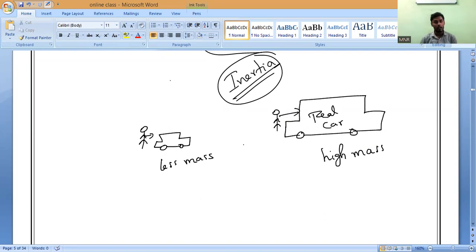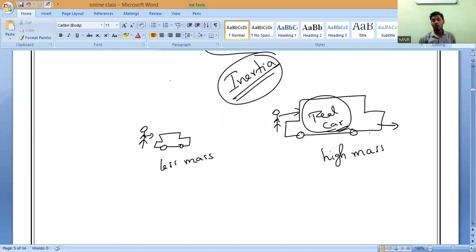tell me, in which car does it still remain in its state of rest? Which one will maintain its state of rest for more time? The real car. Even though I am pushing, it is opposing my force and does not want to move. It is maintaining its state of rest. When I apply more than this force, only then will the car start moving. Yes or no, guys?